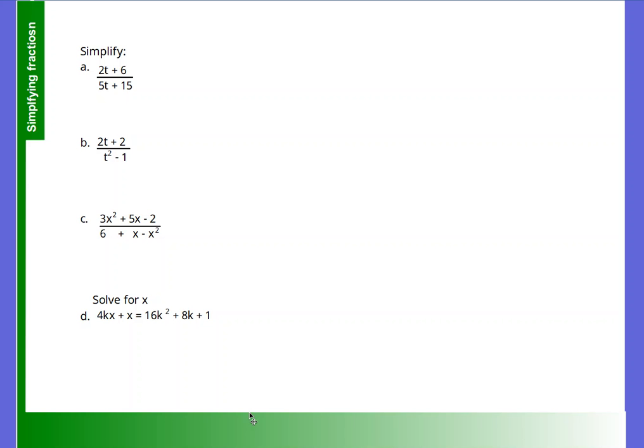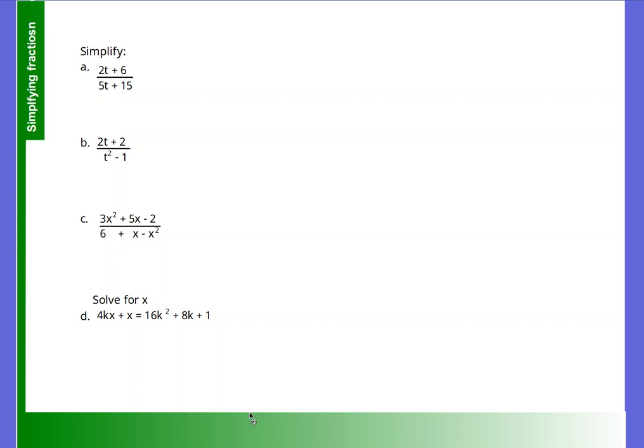All right, so we are going to simplify some polynomial expressions, and we're going to take a look at A first. Question A is asking us to simplify 2t plus 6 over 5t plus 15. So here's what we're going to do.